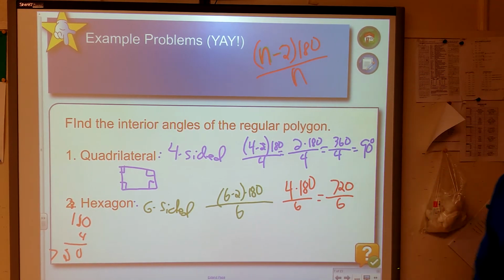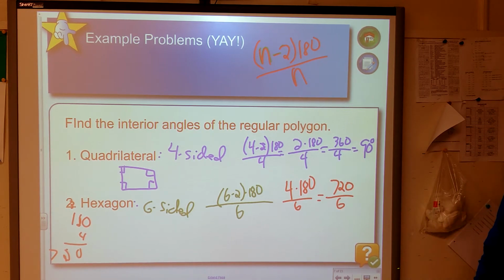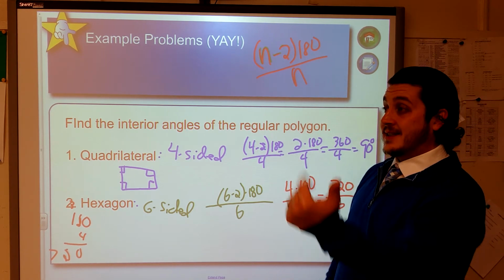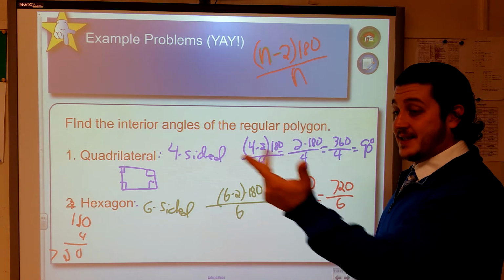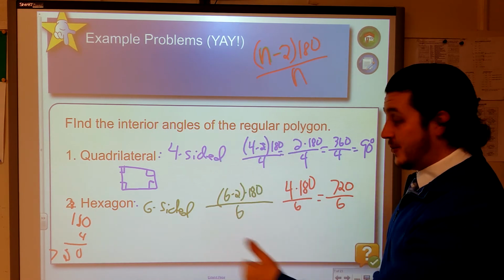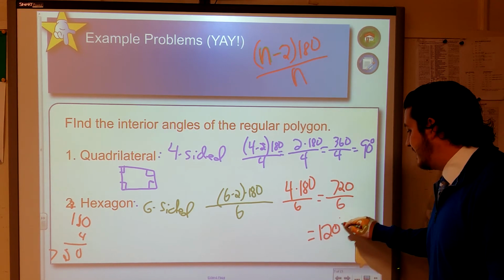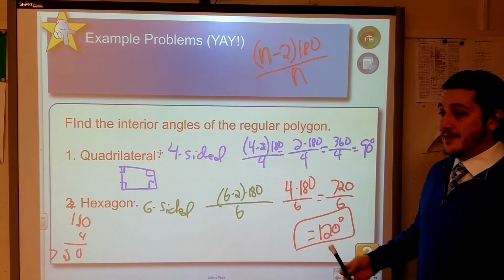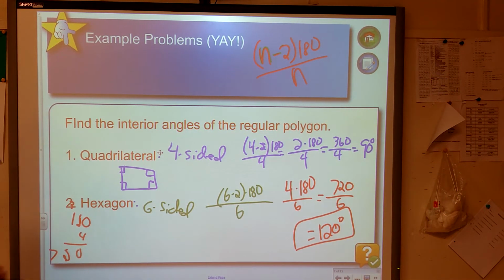divided by 6. 72 divided by 6 is what? Let's think about it. You got 60. 60 is at 10, right? Then 66 at 11, and from 66, you go 67, 68, 69, 70, 71, 72, it's 12. But we still have that 0, so it'll be 120 degrees. So every interior angle in a regular hexagon is 120 degrees.